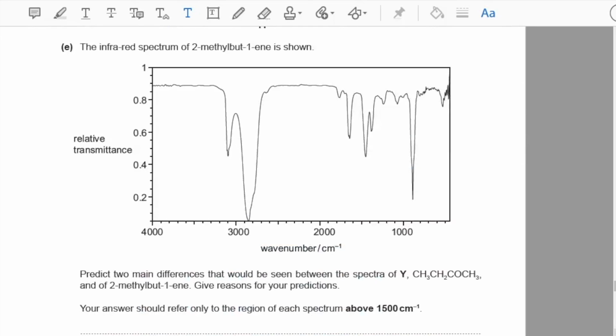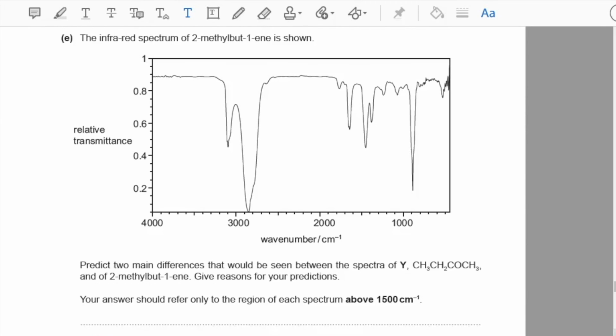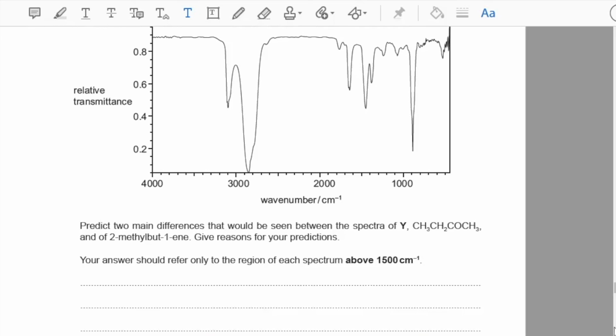Part E, the infrared spectrum of 2-methylbutene is shown. Predict two main differences that would be seen between the spectra of Y and of 2-methylbutene. Give reasons for your predictions. Your answers should refer only to the region of each spectrum above 1500 per centimeter. So I'll be ignoring all the peaks before 1500 per centimeter.